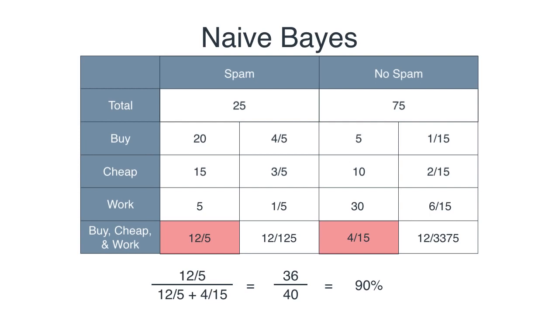Notice that 90 is less than 97 because the word work actually decreased the probability that an email is spam, because as you can see, work appears a lot more in non-spam emails. So it does make sense because it's not a word that one would correlate with spam.